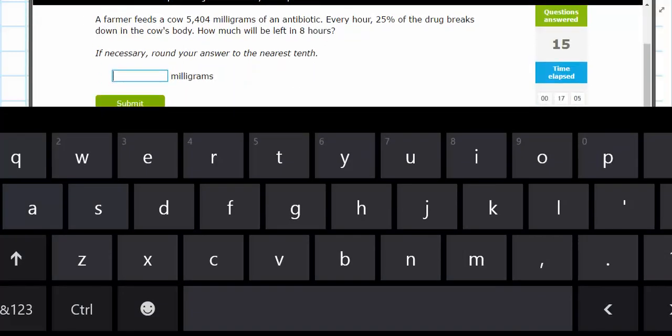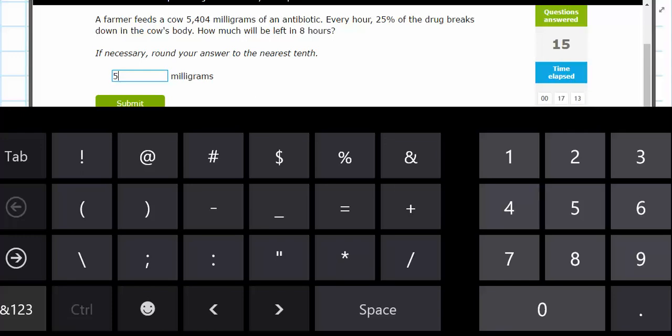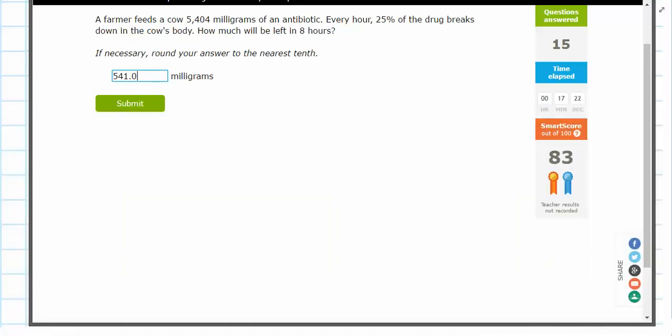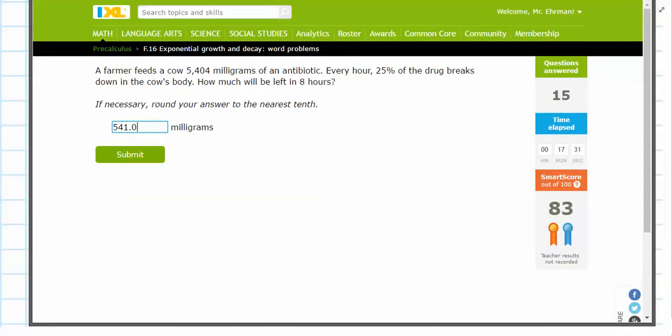5404 milligrams, decreasing by 25%, 8 hours. That one calculates out to be 541.01, rounded to the nearest tenth, so we'll call that 541.0. So again, a very similar question here.